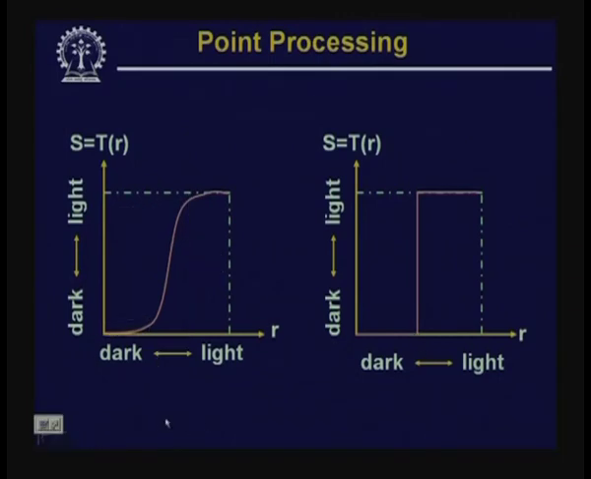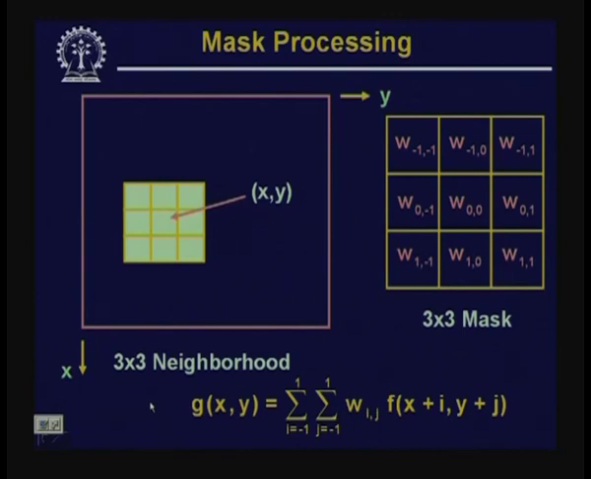So, let us see how that operation is done. Here again we have copied the same 3 by 3 neighborhood that we saw in our previous slide. For mask processing, we also have to define a 3 by 3 mask. On the right hand side of the figure we have defined a mask where the values are represented as w minus 1 minus 1, w minus 1 0, w minus 1 1, w 0 minus 1, w 0 0, w 0 1, w 1 minus 1, w 1 0 and w 1 1. These values are also known as coefficients of the 3 by 3 mask.